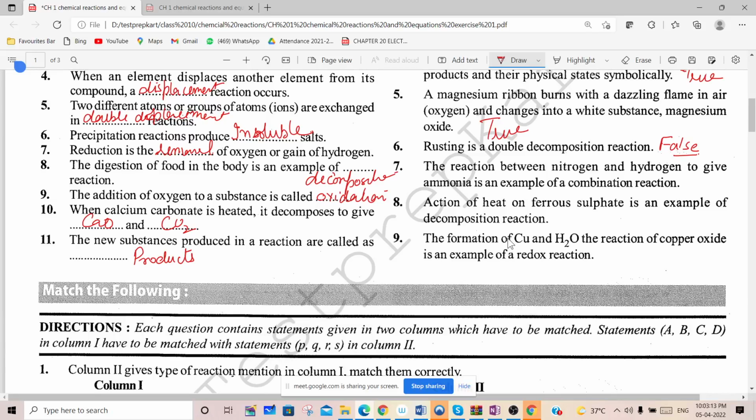Reaction between nitrogen and hydrogen to give ammonia is an example of a combination reaction. True. Action of heat on ferrous sulfate is an example of decomposition reaction. Ferrous sulfate decomposes, yes, this is a true statement. Copper and water, the reaction of copper oxide is an example of a redox reaction. Redox reaction I have not taught you, but it is also a true statement.